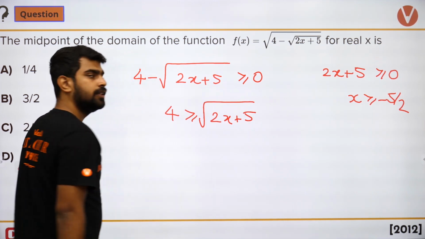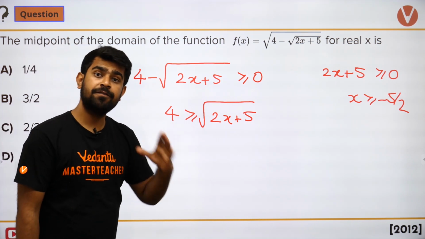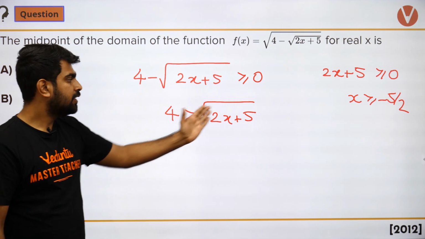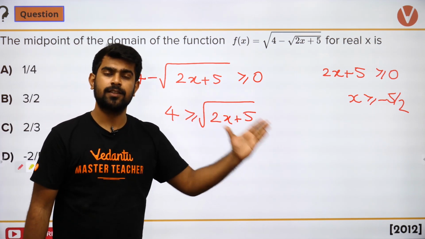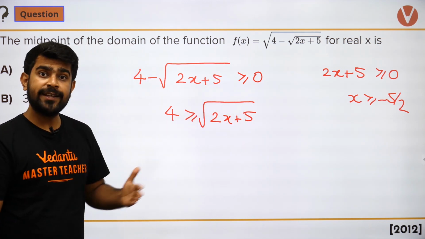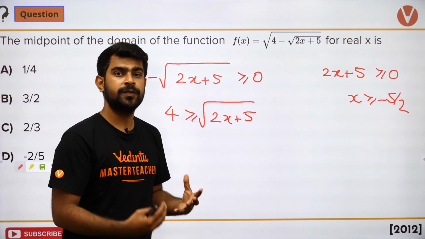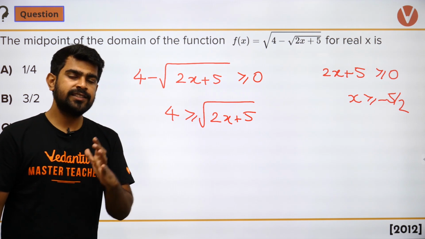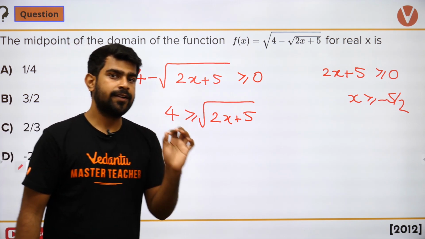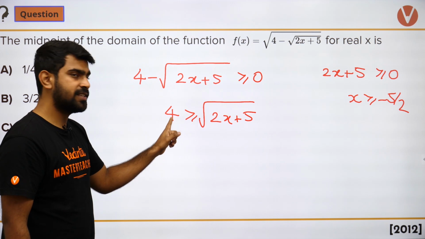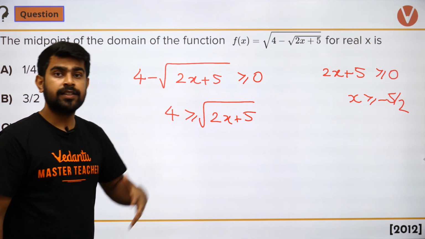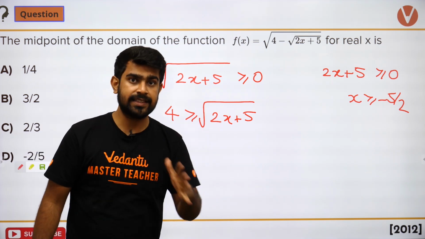Guys, I hope all of you are comfortable with inequalities. So here we have a positive number on the left hand side and a positive number on the right hand side. Why positive? Because square roots will always give you output which is positive. Therefore, I know this is positive greater, positive smaller, so I can square it and still the inequality will remain intact.